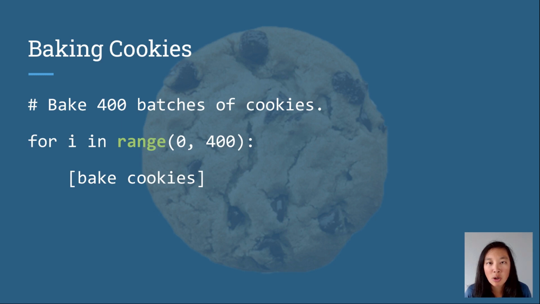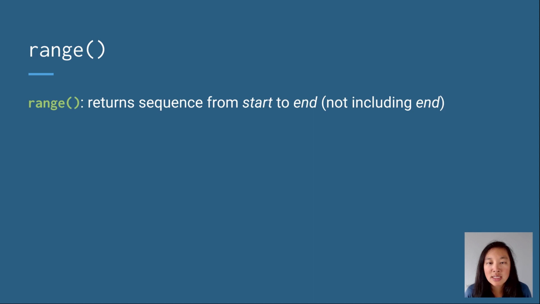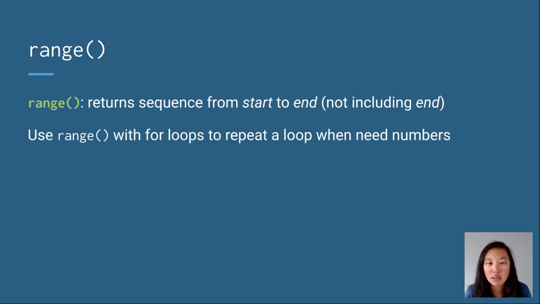So let's talk about what range does. It returns a sequence from start to end, not including the end. And we can use range with for loops to repeat a loop when we need numbers. As a reminder, when we do for variable in sequence, we always get a string as the variable. But if we need a number, we can use range. So let's look at what range does.